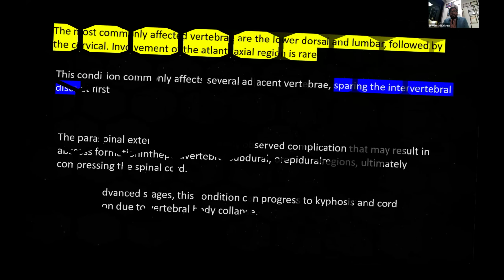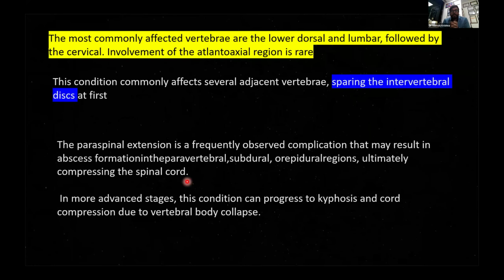In Pott spine MRI, the most commonly affected vertebrae are the lower dorsal and lumbar, followed by the cervical. Atlantoaxial regions are very rarely involved. The classical finding of any tubercular spine is that they spare the intervertebral disc at first and only involve the vertebral end plates. Then in the later stages, paraspinal extension is frequently observed, a complication that may result in abscess formation. In the more advanced stages, they can progress to kyphosis, cord compression, and vertebral body collapse.